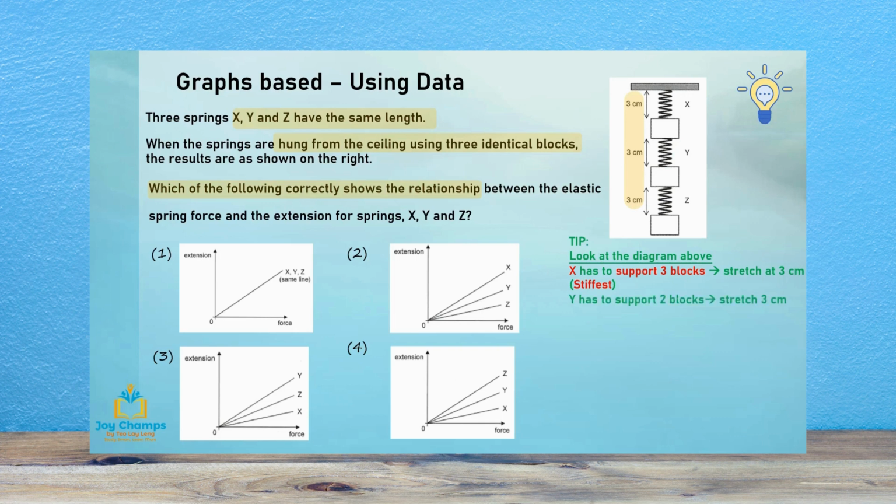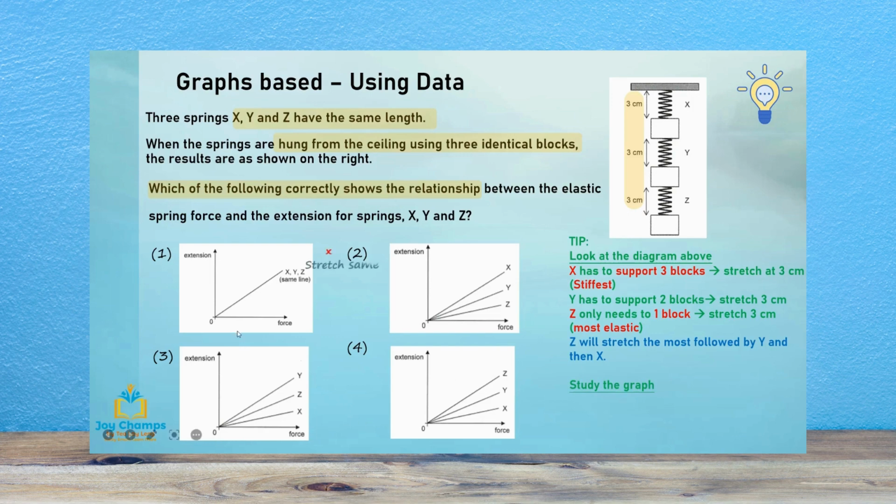Spring Y has to support 2 blocks and it also stretches 3 cm. And spring Z only needs to support 1 block, but it stretches 3 centimeters. So what does it show? It is the most elastic among the 3. So what's our conclusion? After analyzing the diagram, we conclude that Z will stretch the most, followed by Y and then X. With that, let's hop over and study the graph on the left hand side.